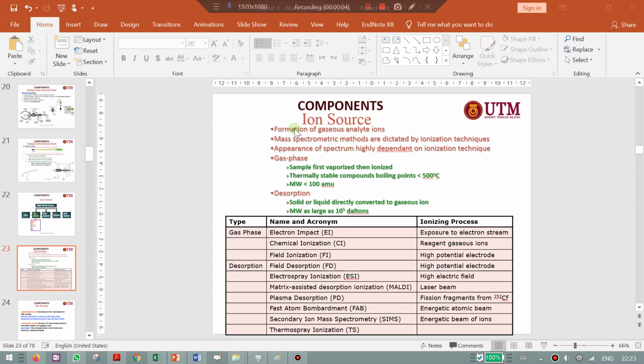At the ion source, our molecule, which has already been turned into gas during the inlet system, is converted into ions. Mass spectrometers detect ions produced by ionization techniques. It's really related to the ionization technique. The appearance of the spectrum is highly dependent on the ionization technique.